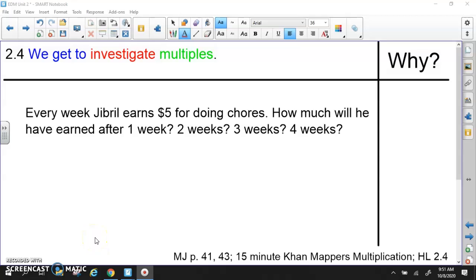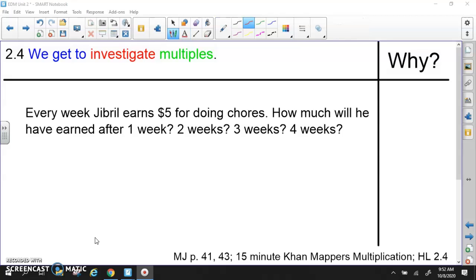Today we're going to investigate multiples. Every week, Jabril earns $5 for doing chores. How much will he have earned after 1 week, 2 weeks, 3 weeks, and 4 weeks? Sir, will you explain your thinking on this, please?